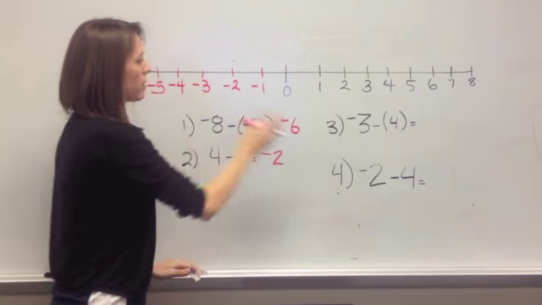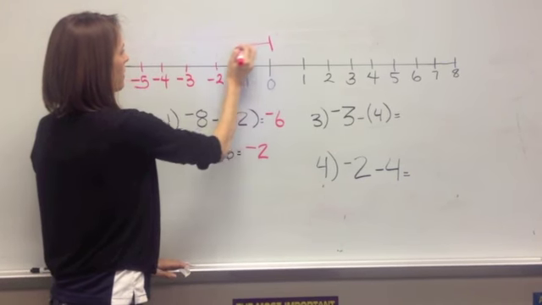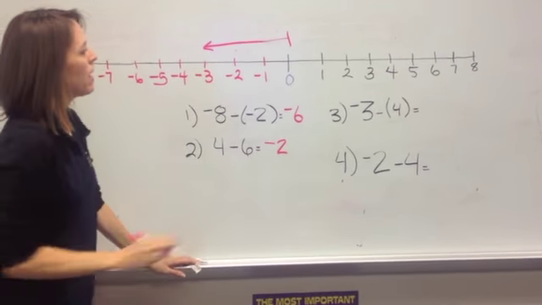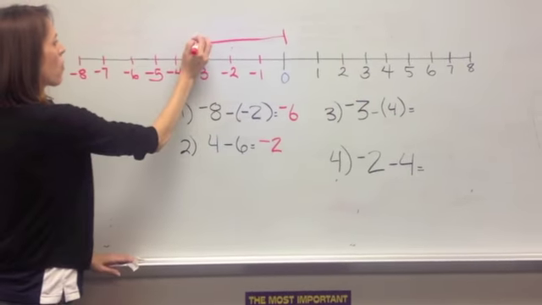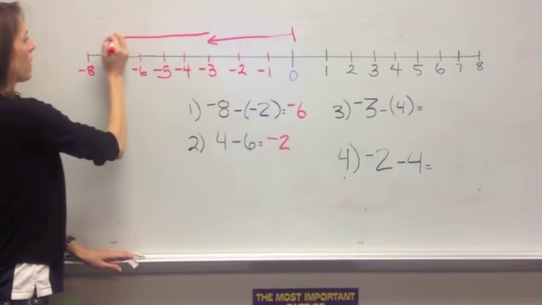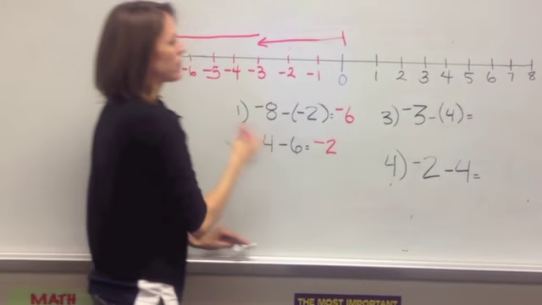All right, and number 3, remember, start at 0, and we're going to go back to negative 3. So there I am. And then it says to subtract 4, which means I'm going to go backwards 4 more. Okay? So that brings me back to a negative 7.